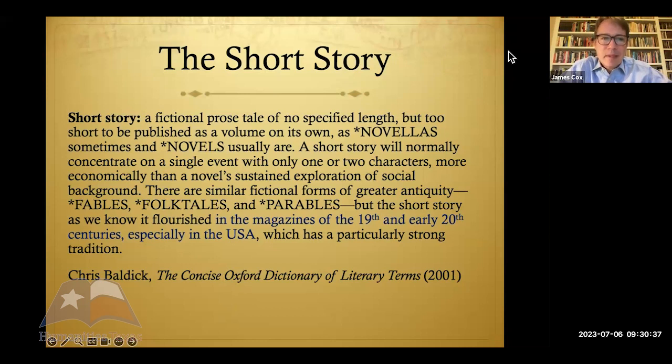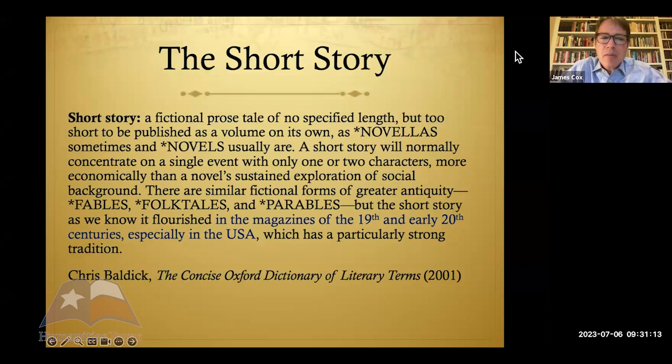Short story, a fictional prose tale of no specified length, but too short to be published as a volume on its own, as novellas sometimes and novels usually are. A short story will normally concentrate on a single event with only one or two characters, more economically than a novel's sustained exploration of social background. There are similar fictional forms of greater antiquity, fables, folktales, and parables.